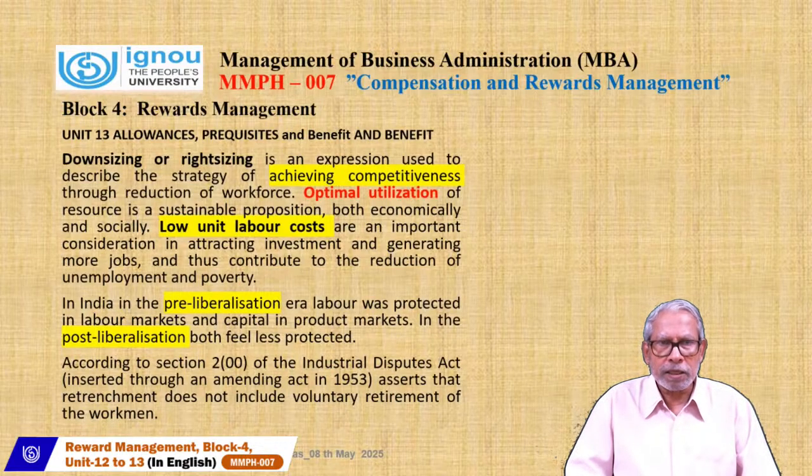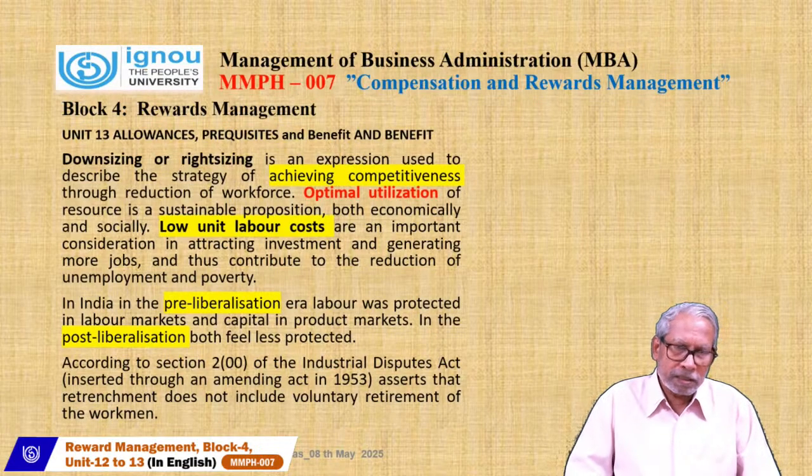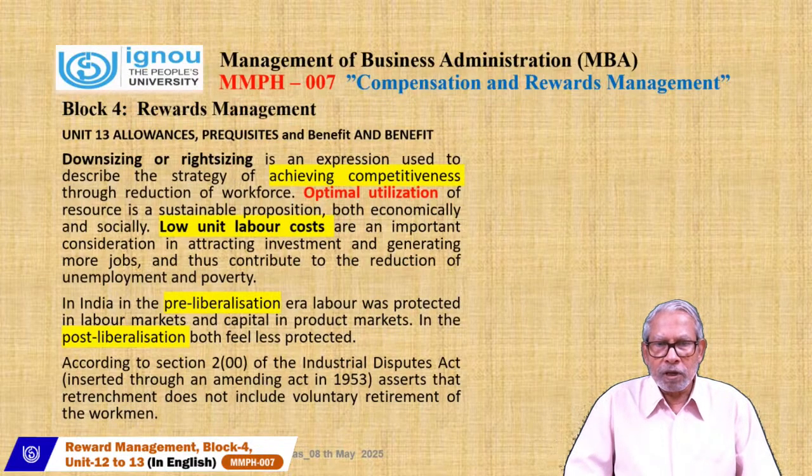Obviously, there are some rules in some states where they cannot downsize or reduce the manpower in industries. Some permission, an endorsement, is required from the ministry or the labor ministries, and they have to give clarification and justifications also. There are some rules there. According to Section 2 of the Industrial Disputes Act, inserted through an amendment in 1953, it asserts that retrenchment does not include voluntary retirement of the workman. So it is already in the Act.